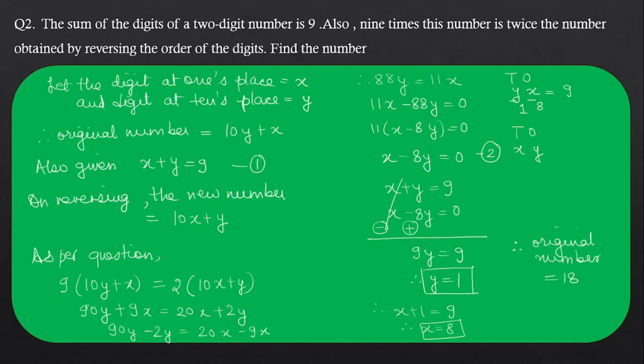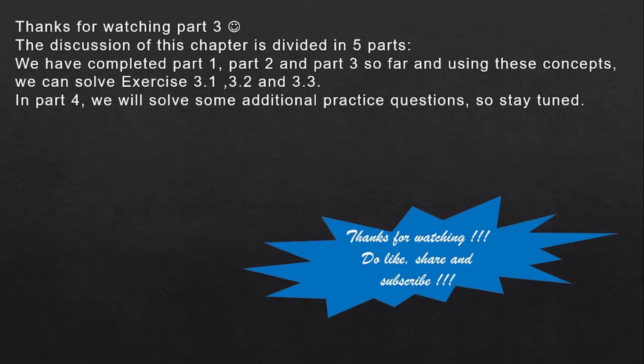I hope this question is also understood and the method of solving is also understood. Thanks for watching part 3. The discussion of this chapter, pair of linear equations in two variables, is being divided into 5 parts. We have completed part 1, part 2 and part 3 so far, and using all these concepts, we can easily solve the questions from exercises 3.1, 3.2 and 3.3. In the next part, that is part 4, we will solve some more additional practice questions from the same chapter, so stay tuned.